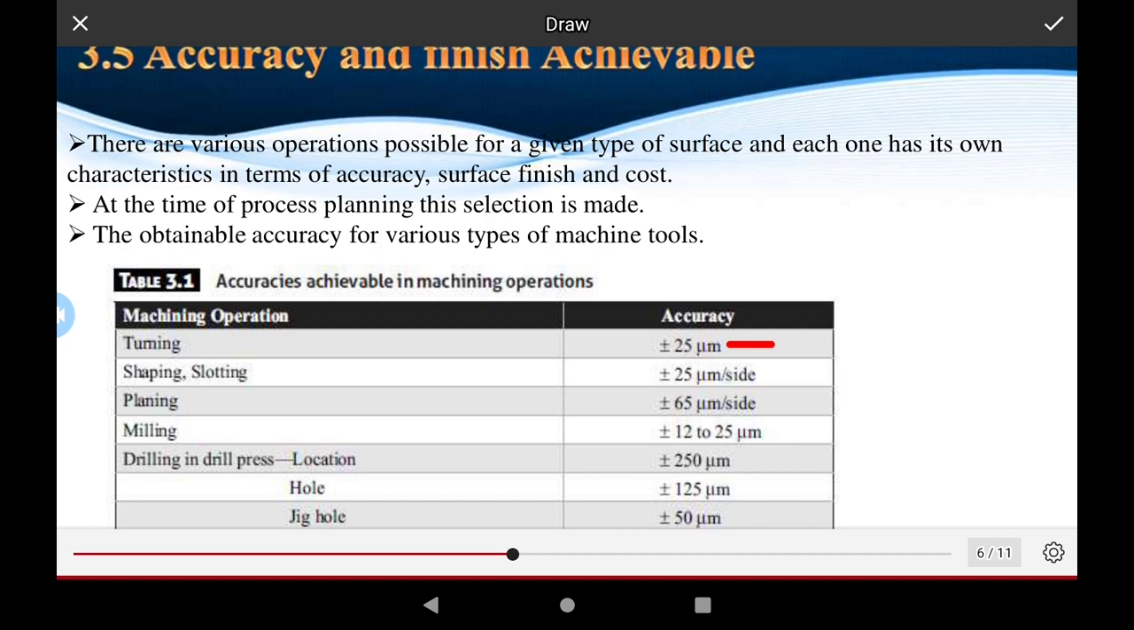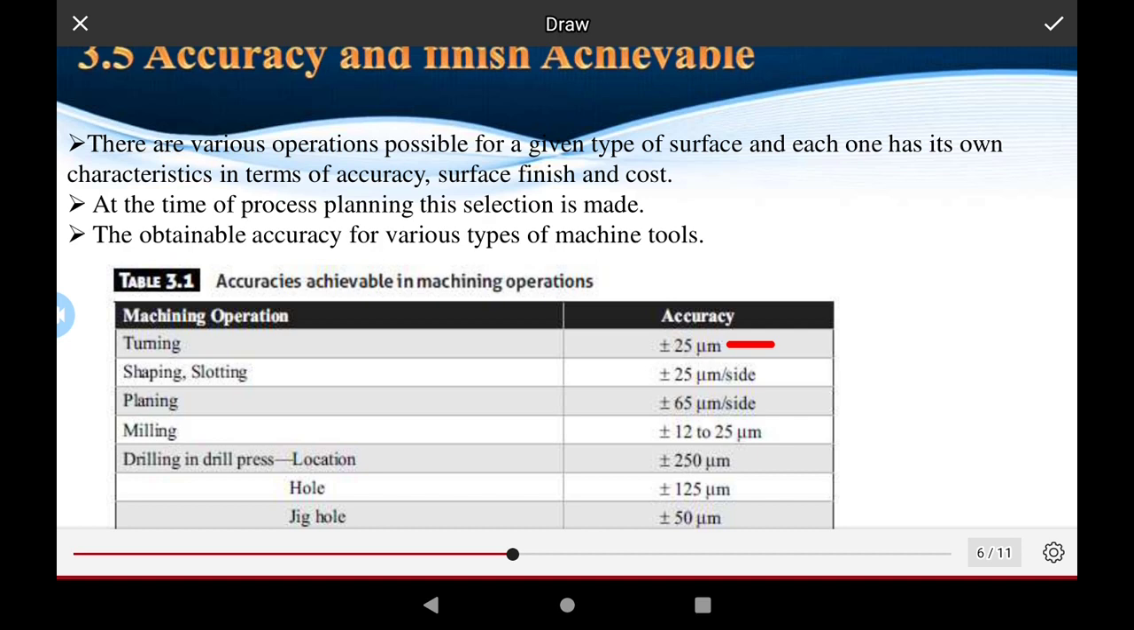Milling machines are also used for very smooth finishing, achieving a surface roughness of 12 to 25 microns, which is a very smooth surface for a milling operation. Milling and drilling is the drilling process as a location.